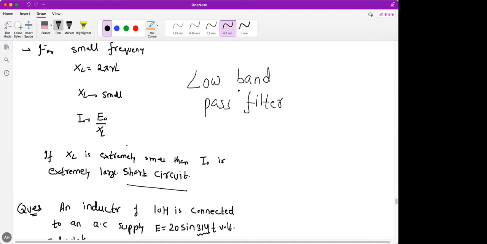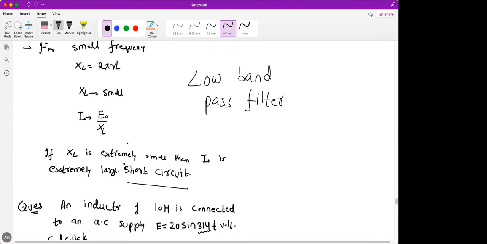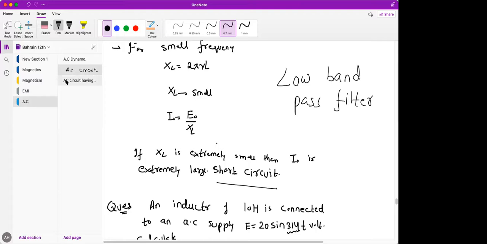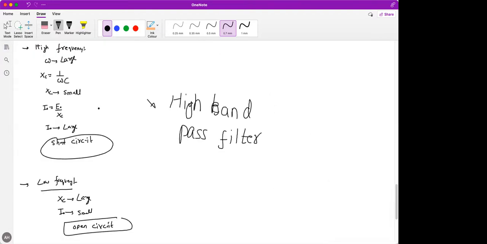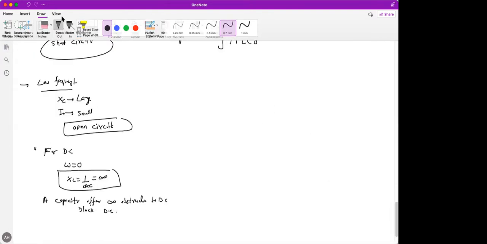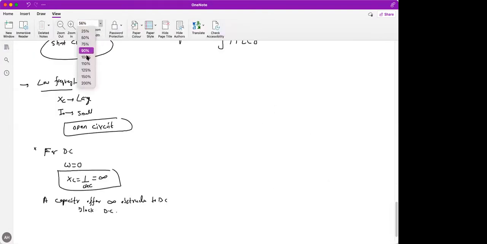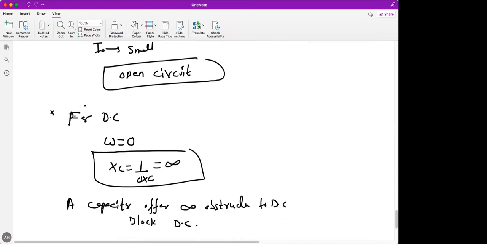The inductor is a low band pass filter because it allows low frequencies to pass through it. See, for small frequencies, current is extremely large. Inductor is low band pass filter and capacitor is high band pass filter. Okay, now let's do some very basic numericals on it.